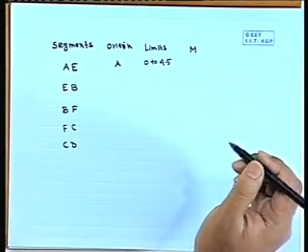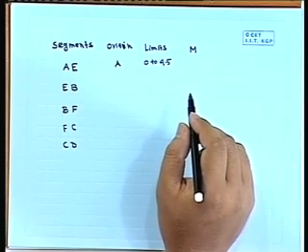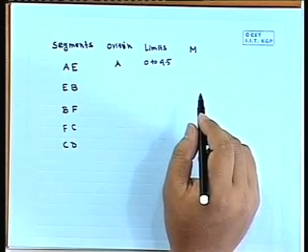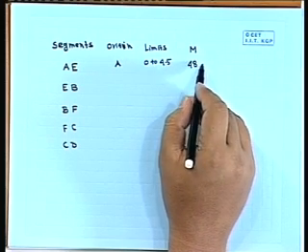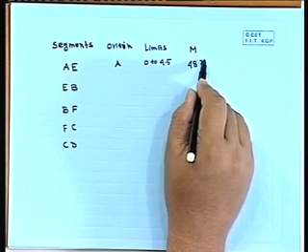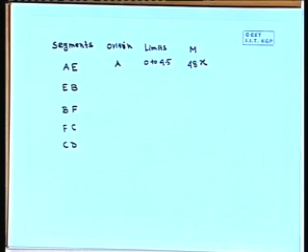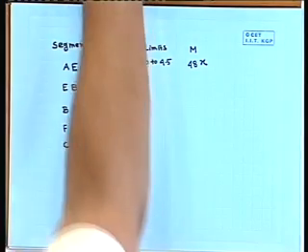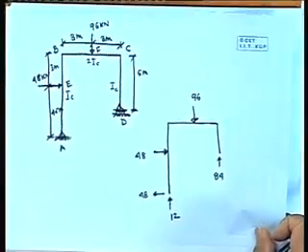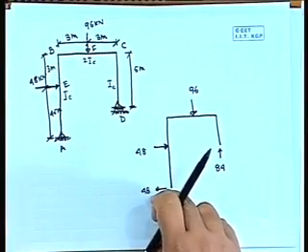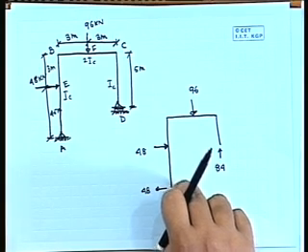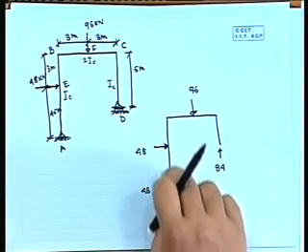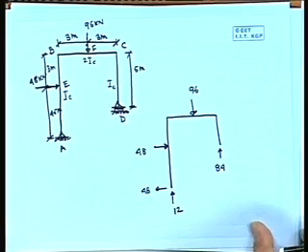I am not putting the unit here. And the expression of M will be 48 into X. So you come to that figure. It is 48 into X at any distance X. The origin is this point A, the limit is 0 to 4.5. So it will be 48 into X, right.